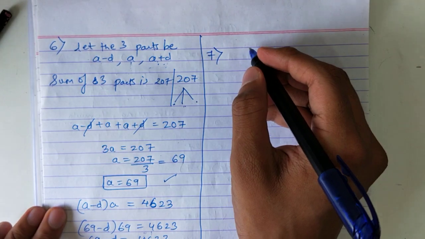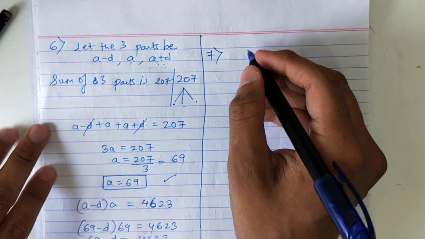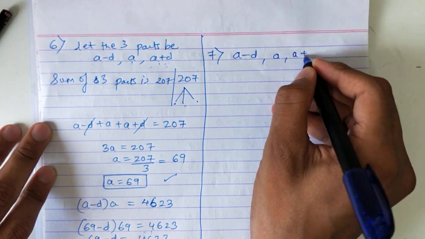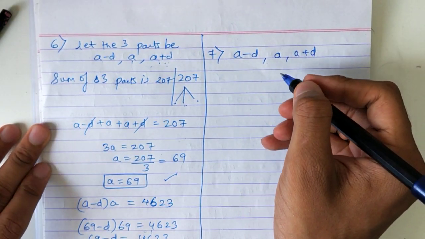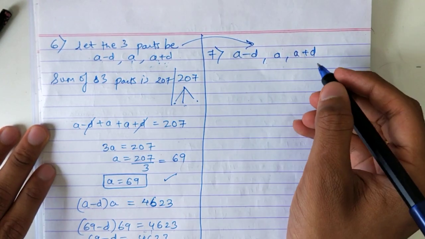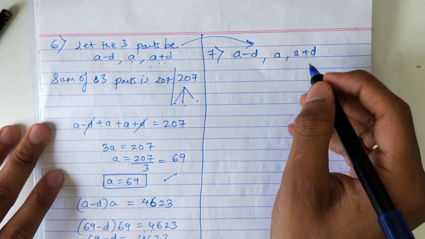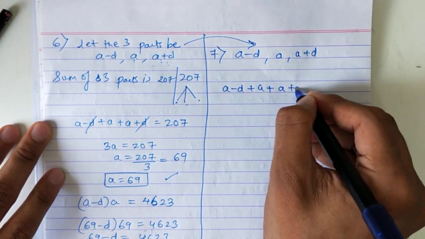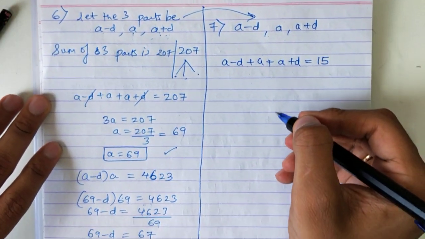Read the question. Sum of the three terms in AP. Three terms in AP means the numbers will be a minus d, a, a plus d. So these are the three. Let the three parts be this. Same thing. The sum of the three parts is 15. So a minus d plus a plus d is 15.